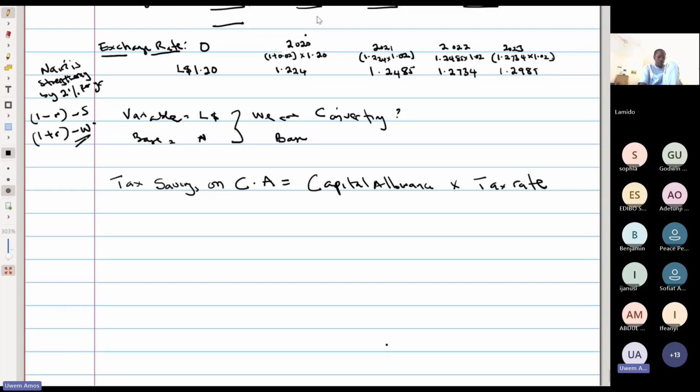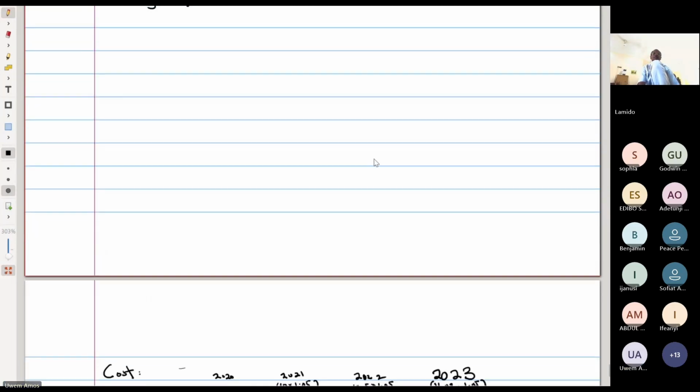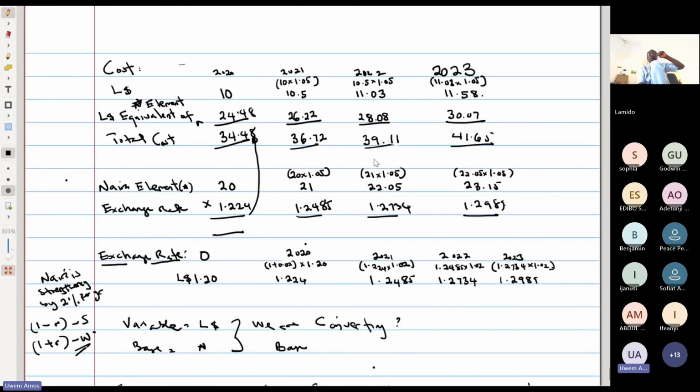Now, in our question, they mentioned that they are giving us 100% of what we bought the asset. So if we bought the asset at 10 million, our capital allowance is 10 million. If we bought the asset at 20 million, our capital allowance is 20 million, etc. Because they're giving us 100% right at year one. So what is our capital allowance in this question? It boils down to what is our investment, how much did we invest in setting up. We have that in our question.